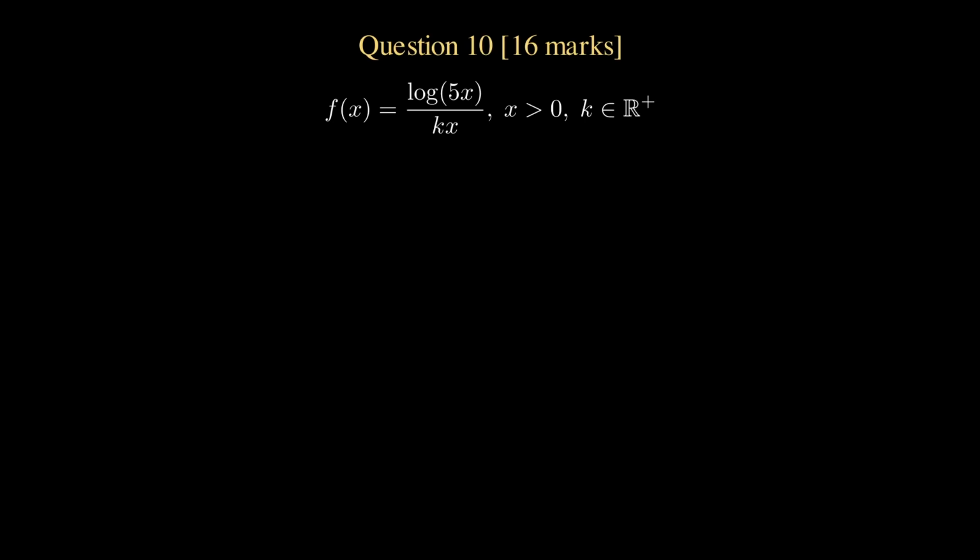Let f of x equals log of 5x over kx, where x is positive and k is a positive real number. Part A. Show that f prime of x equals 1 minus log 5x, all over kx squared. Using the quotient rule, we get 5kx times 1 over 5x, minus k log 5x, over kx all squared. Simplifying, the k and x cancel, giving 1 minus log 5x over kx squared, as required.